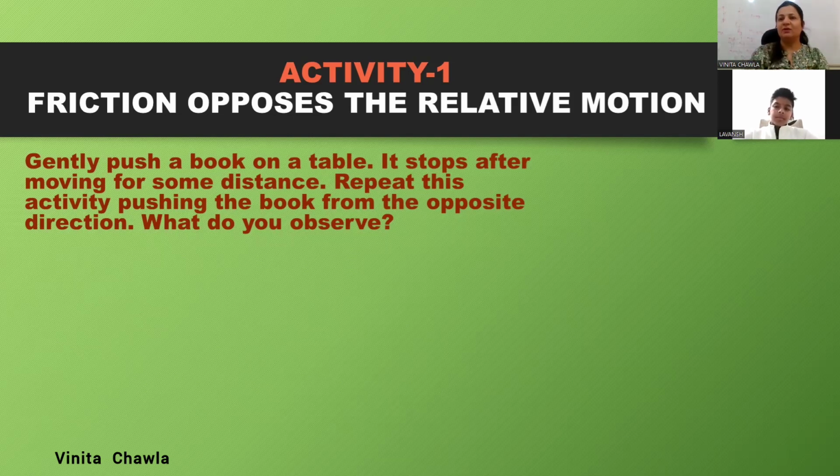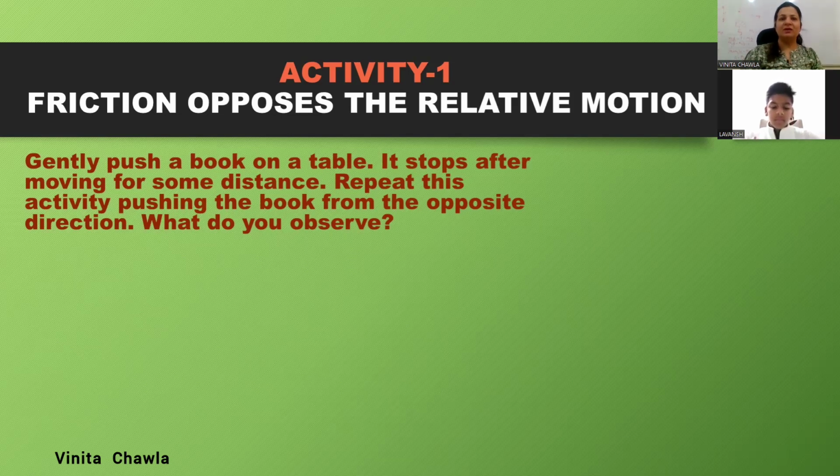Motion is a relative term. We say that nothing is in absolute rest or in absolute motion. As you can see, if you are sitting here in the room, for me you are at rest, but for someone who is observing you from the moon, he'll find you moving because Earth is rotating about its axis, so you are moving along with the Earth. It is a relative term. It depends upon the position of the observer and the object under study.